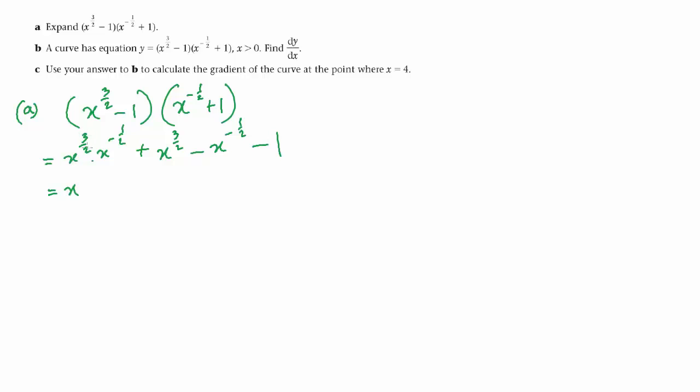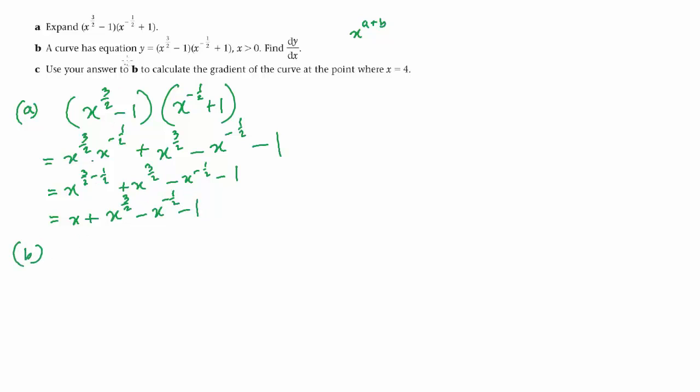Now we can write x to the power 3 by 2 minus 1. This rule is the indices rule: x to the power a into x to the power b is x to the power a plus b. So that means 3 by 2 minus half. This would be x to the power 3 by 2. This would be x to the power minus half. And this is minus 1. So 3 by 2 minus half: 3 by 2 is 1.5, minus half is 0.5, 1.5 minus 0.5 is 1. So it's going to be only x. So x plus x to the power 3 by 2 minus x to the power minus half minus 1.